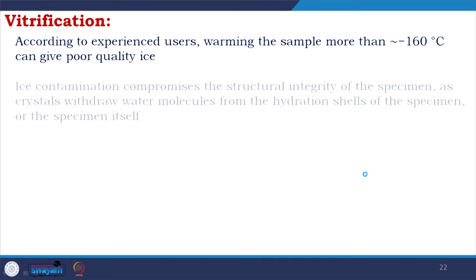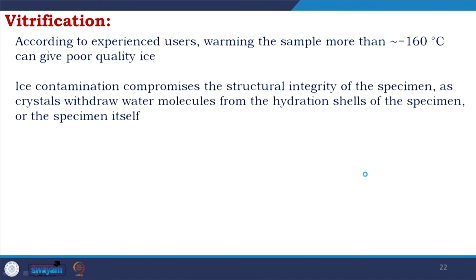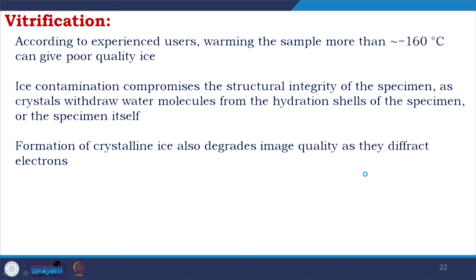Ice contamination compromises the structural integrity of the specimen as crystals withdraw water molecules from the hydration shell of the specimen or the specimen itself. Formation of crystalline ice also degrades image quality as they diffract electrons. So, the ice becomes crystalline, so it starts diffracting the electrons, again creating another complication.